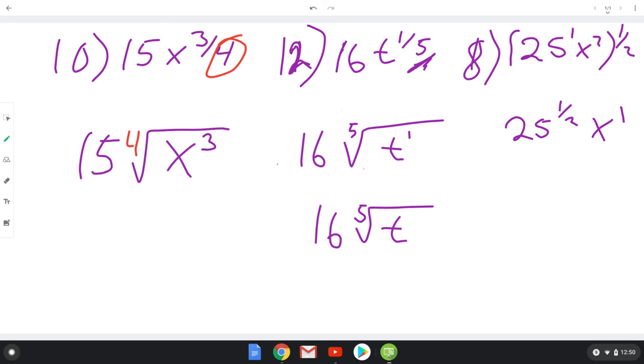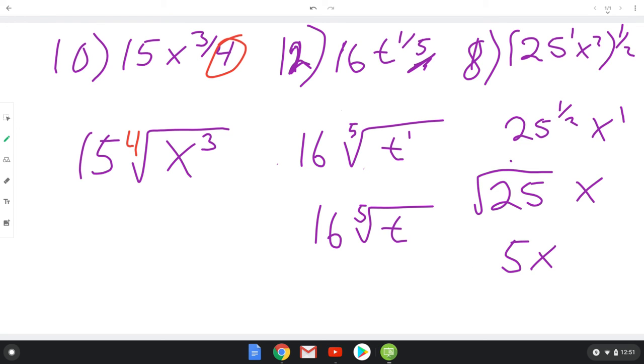So now if we change this 1/2 to a root, we're going to have a square root. If the index is 2, we just leave that as an invisible 2, because the square root we're used to seeing always has an invisible index of 2. So 1/2 is a square root. So we have the square root of 25 times x. We don't need to write the first power. So we have the square root of 25x, and then the square root of 25, hopefully we all know that's 5, because 5 times 5 is 25. So the final answer here would be 5 times the square root of x.